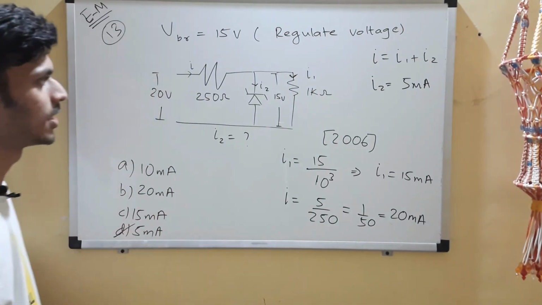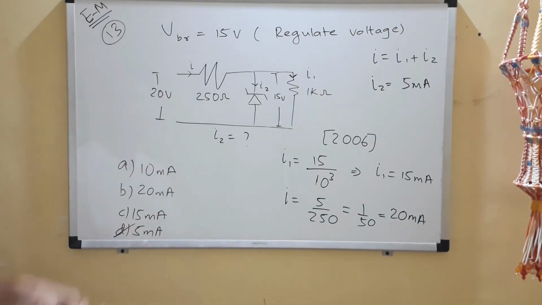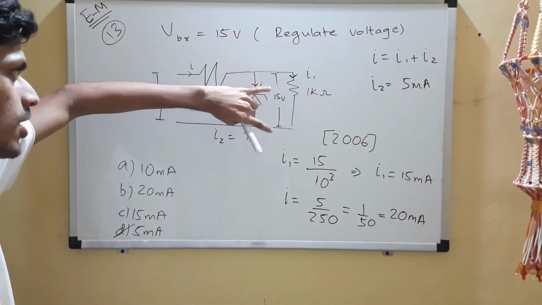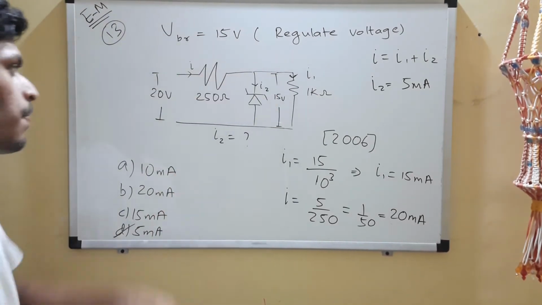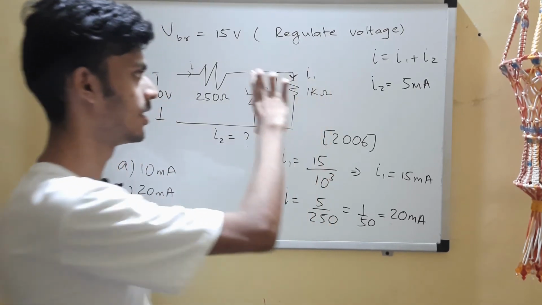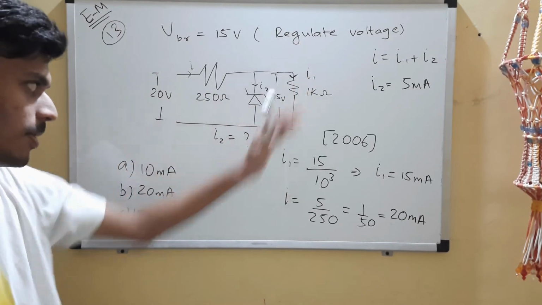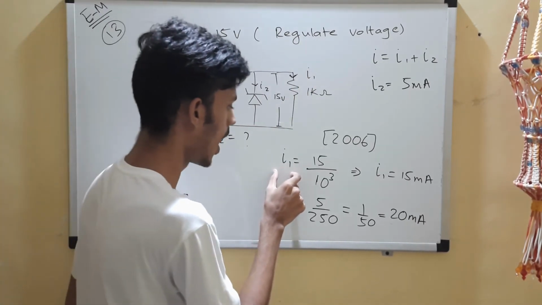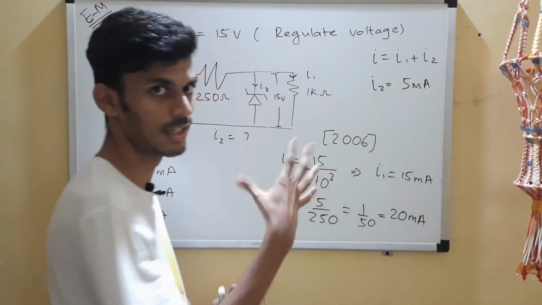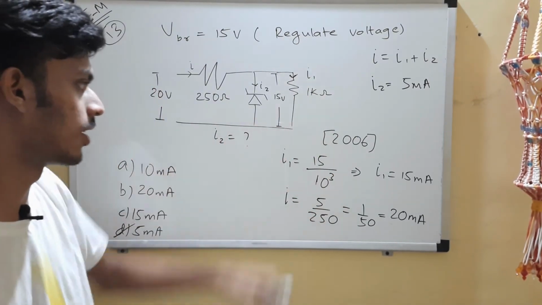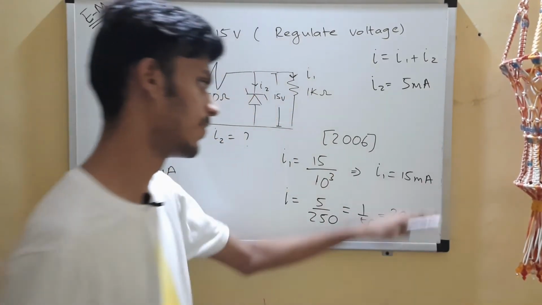I'll just sum up the process. First of all, we said that in order to function as a voltage regulator, the voltage across this should be 15 volts. Now this resistor is in parallel to that diode, so here also the voltage drop will be 15. Now we found out I1 using V by R. V is 15, right? The voltage drop over here is 15 divided by R, 1 kilo ohms. We got the answer as 15 milliamperes.